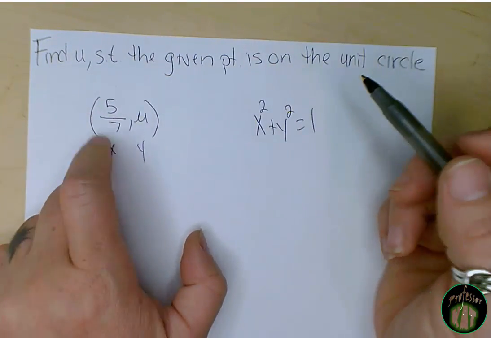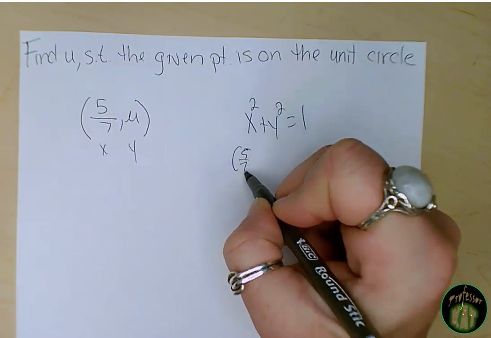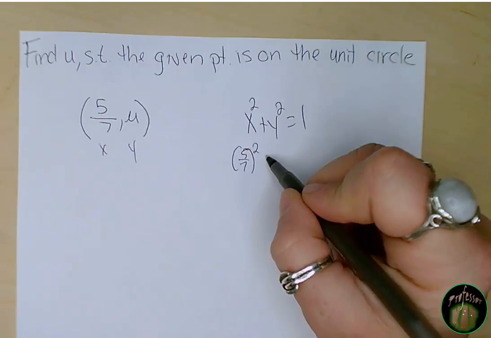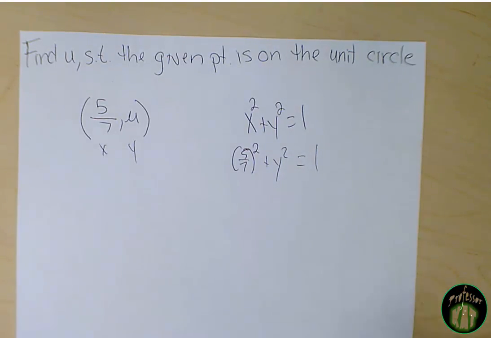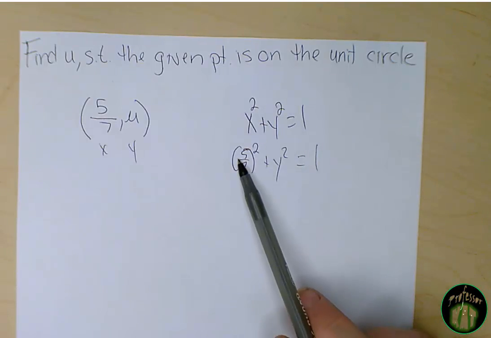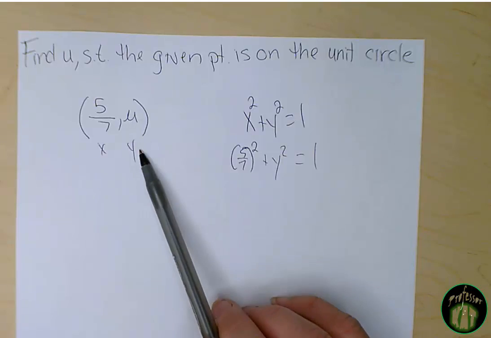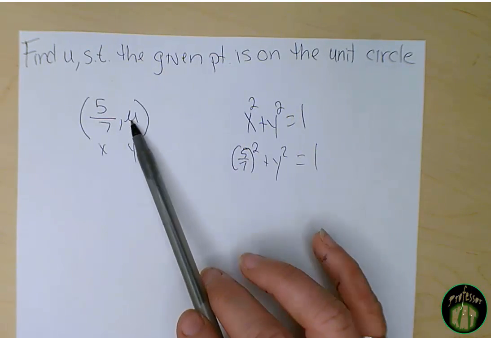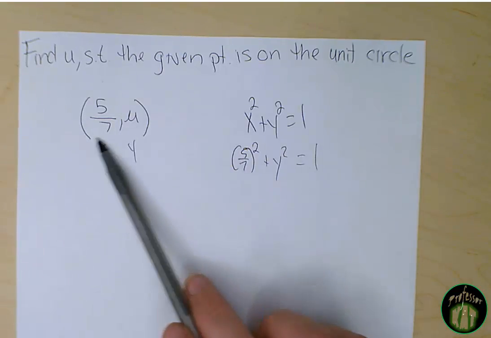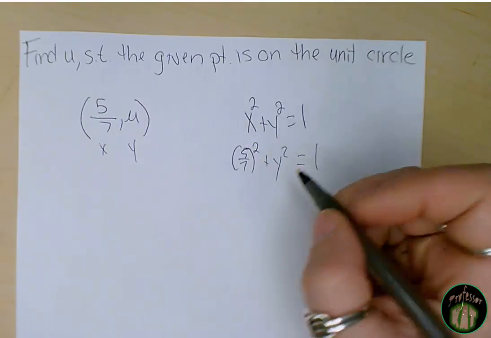We do know that x is 5/7. So for x, I am going to plug in 5/7, and we're going to square that, add that to y squared, and that's going to equal 1. If I solve this, it's going to give me this y value, which is exactly what we need, right? Our y value is going to give us u. Those are the same thing, but it's going to give us the value that would make this point be on the unit circle. So let's simplify this.